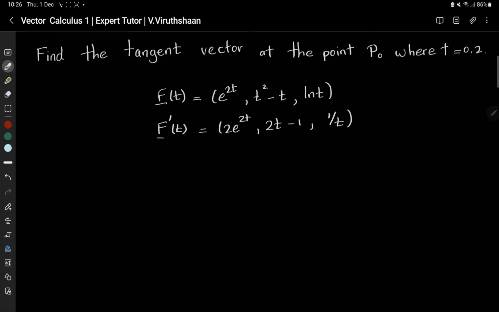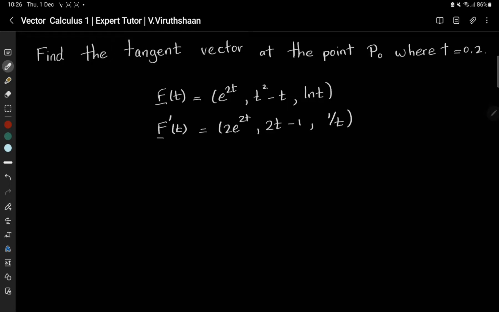The derivative of e to the power 2t with respect to t is 2 times e to the power 2t. Likewise, the derivative of t squared minus t is 2t minus 1. The derivative of ln t is 1 over t. Now they have given the value for the point of f of t, which we need to find: t is equal to 0.2.